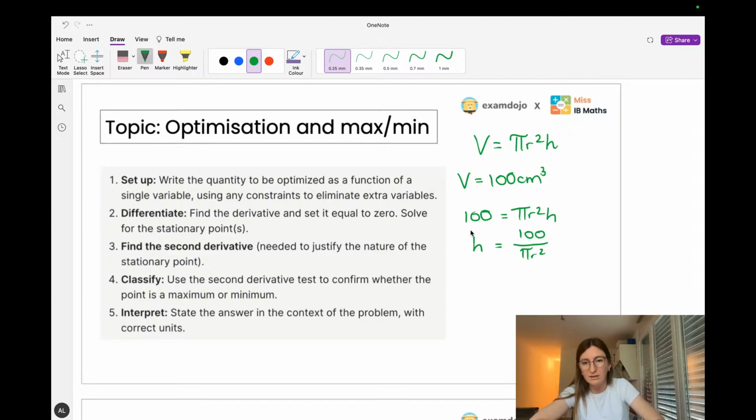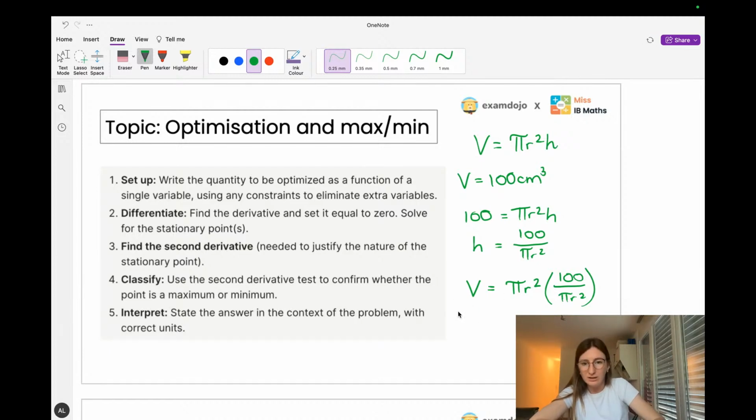So now what I can do is take h in terms of r and put it back in the formula. So let's have a look at that formula again. I have pi r squared, and then instead of h, I'm going to write my h in terms of r, 100 over pi r squared. And now I have a function that is only in terms of r. At the moment, this is not going to help very much, but we're going to see how that will help. And you can eliminate extra variables. You can simplify. Often the question will say, show that it equals this.